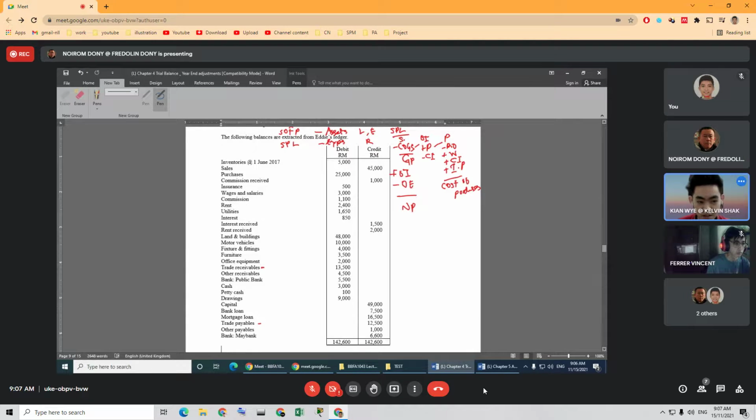All of them are just totalled up. For the rent, if there are multiple instances, you just total up into one rent only.